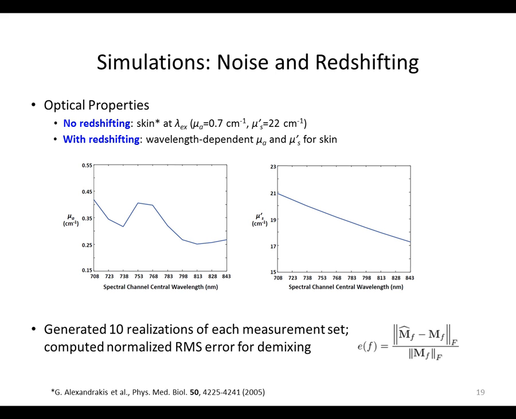And then I compute this metric, which I'm calling a normalized root mean square error. This matrix M hat contains the estimates of the demixed fluorophore signatures for, say, the F fluorophore. M contains the true values. This is a Frobenius norm, so it's an RMS difference. And then we just normalize by the magnitude of the original. So the way to think about this really is as a normalized RMS measure.